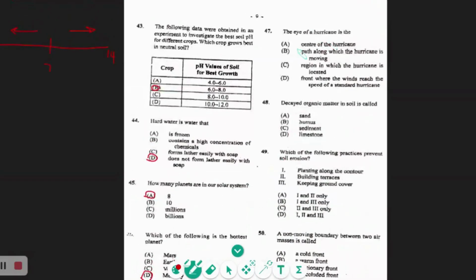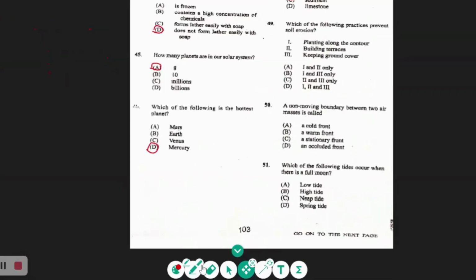47. The eye of the hurricane is the center of the hurricane. That's where it's most common. 48. Decayed organic matter in soil is called B. Humus, or some people say humus, whichever way you want to pronounce it. 49. Which of the following practices prevents soil erosion? Planting along a contour, yes. Building terraces, yes. And keeping the ground covered, yes. So it's all of them, which is D.